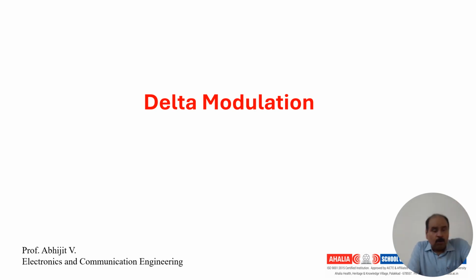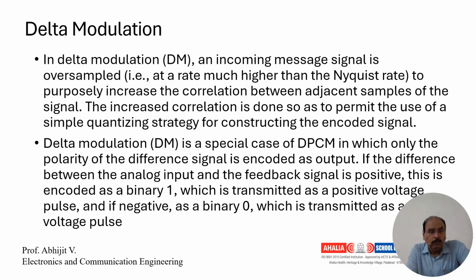What is delta modulation? The incoming message signal is oversampled, at a rate much higher than the Nyquist criteria, to increase the correlation between the adjacent samples of the signal.